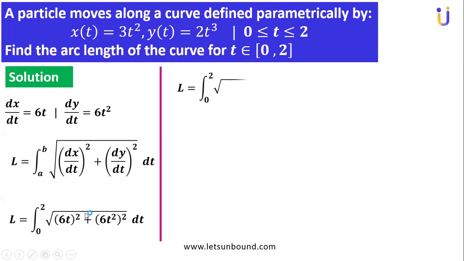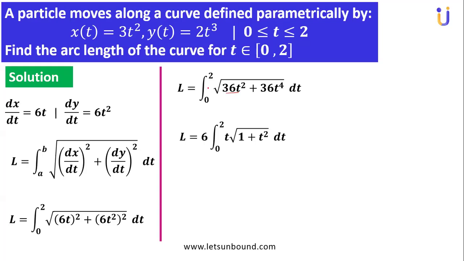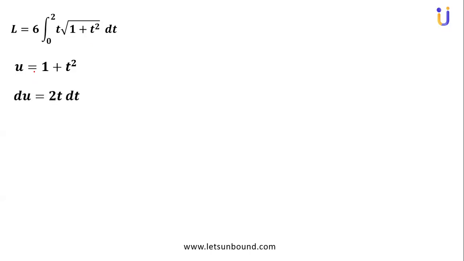Okay. And sometimes it's not always simple integration. We have to do some manipulation techniques. So I take 36t squared common. When it comes out of the square root, the square root of 36 is 6, the square root of t squared is t, and the remaining will be the square root of 1 plus t squared, dt. Now, to integrate this part, u substitution will work. Take u equal to 1 plus t squared, and when you differentiate, du is 2t dt. So t dt can be replaced with half du.